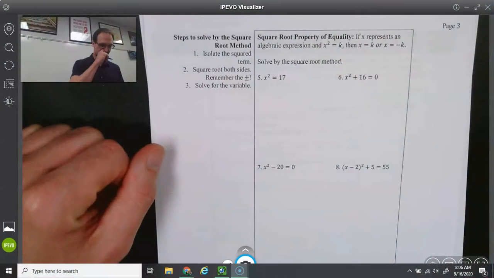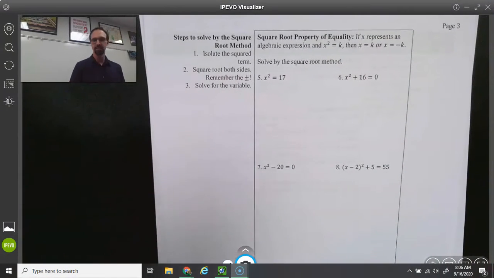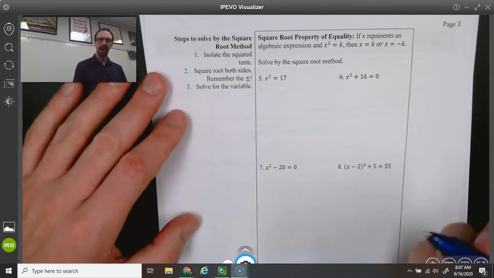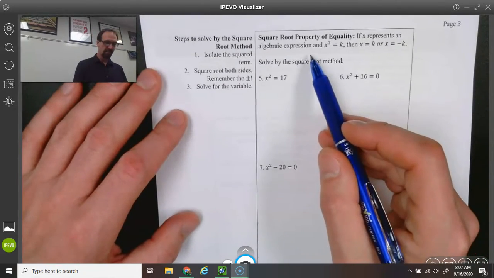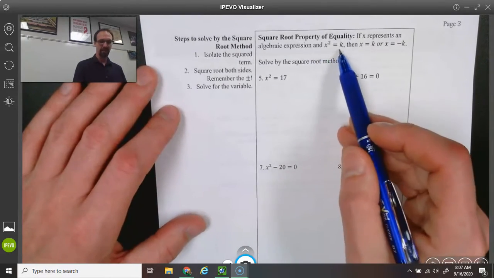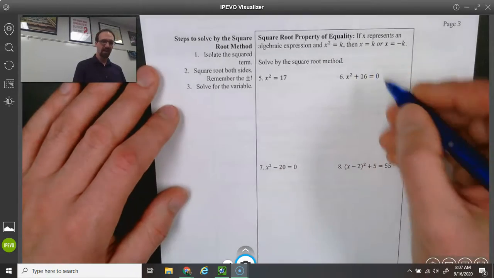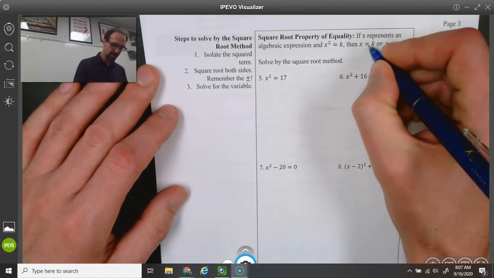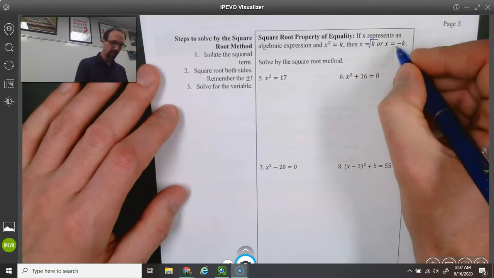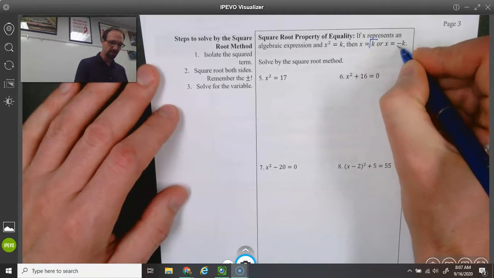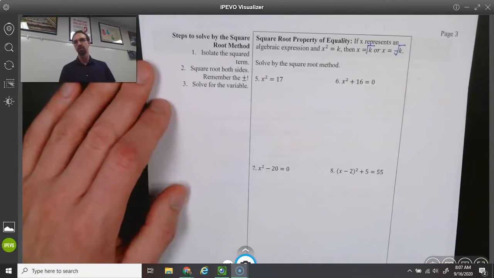We're talking about today the square root property and solving using the square root property. When you have an algebraic expression with x and you have x squared equaling some number k, then you know that x equals the square root of k, or x equals negative square root of k. I apologize for the error there.